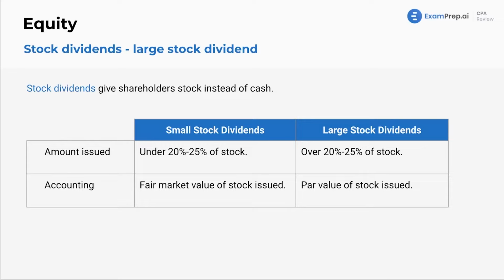Now, just two rules. If you are issuing under 20 to 25% of the stock, how do you account for that small stock dividend? Well, it's at the fair market value of the stock issued. If it's a large one, so you're distributing over 20 to 25% of the stock, that's going to be accounted for at the par value of the stock issued. Don't worry about it too much. They'll tell you if it's a small or a large. They're not going to nitpick you too much there. Just more accounting points to keep in mind.